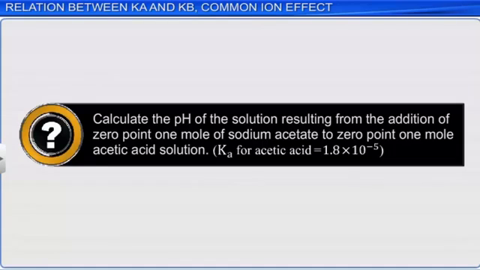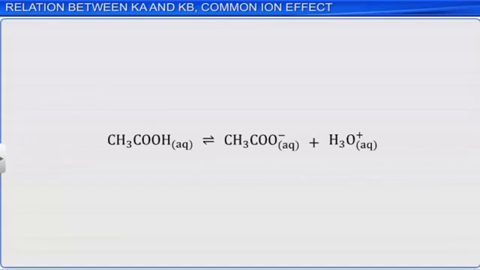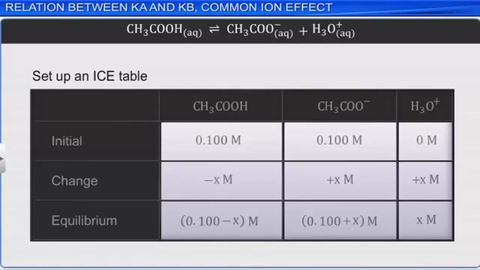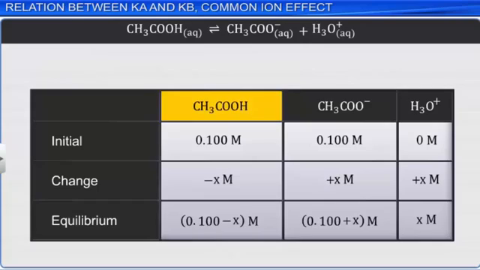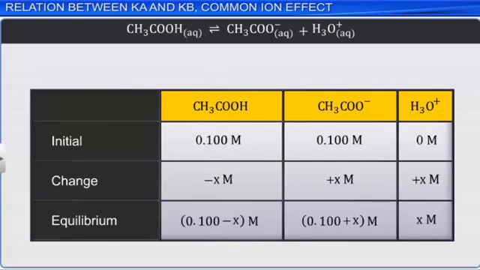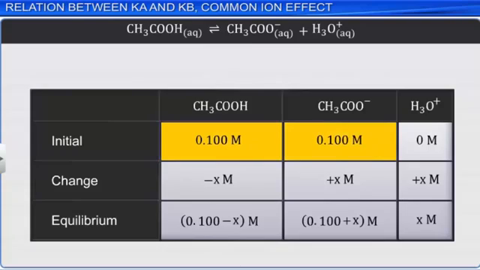The dissociation equilibrium of acetic acid in water may be represented as CH3COOH aqueous in equilibrium with CH3COO minus aqueous plus H3O plus aqueous. To determine the equilibrium concentrations of the substances, set up an ICE table. Let X be the extent of ionization of acetic acid. The initial concentrations of CH3COOH, CH3COO minus and H3O plus are 0.1, 0.1 and 0 moles respectively.